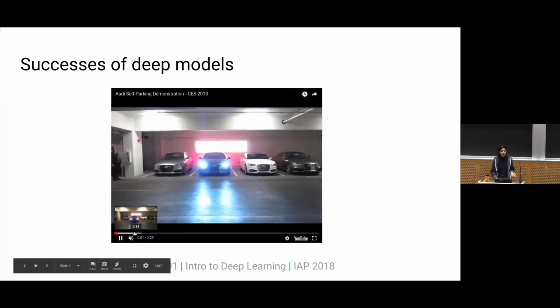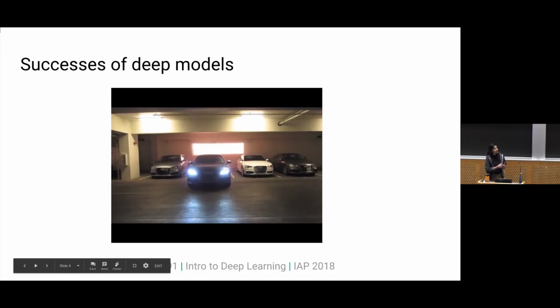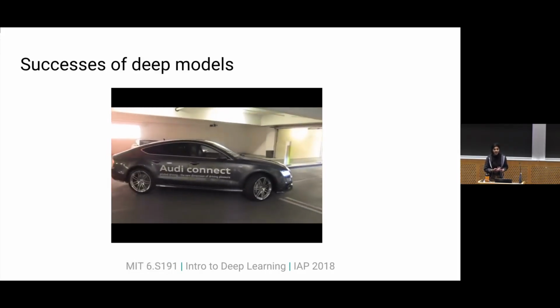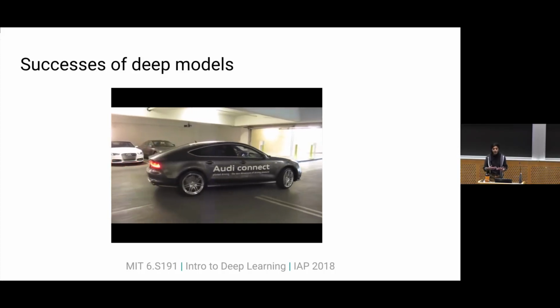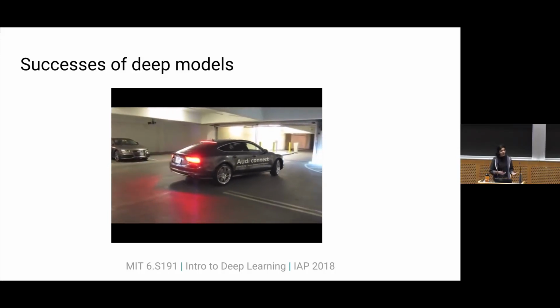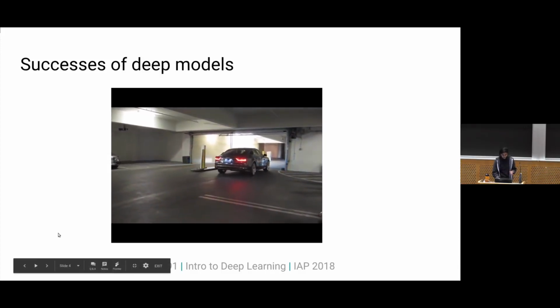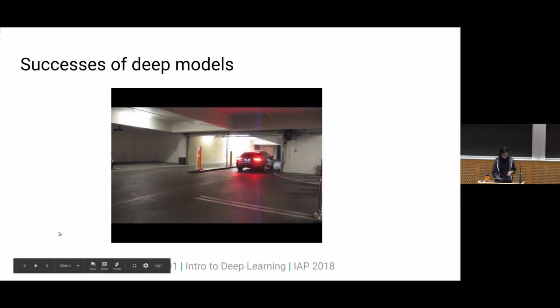Another interesting example I saw recently was this self-parking car by Audi. When you think about it, parking is also a sequence modeling task because parking is just a sequence of movements, and the next movement depends on all the previous movements. You can watch the rest of this video online.